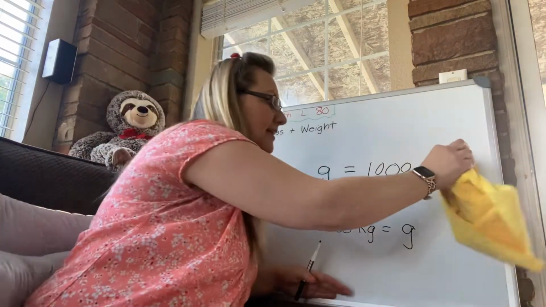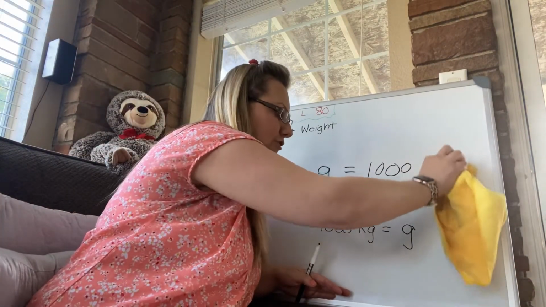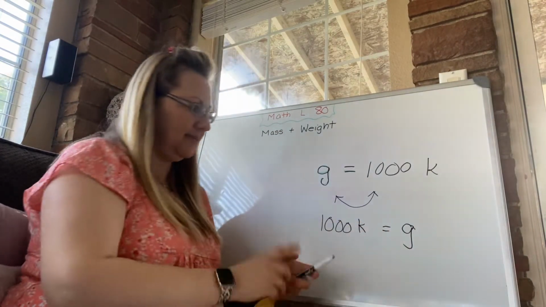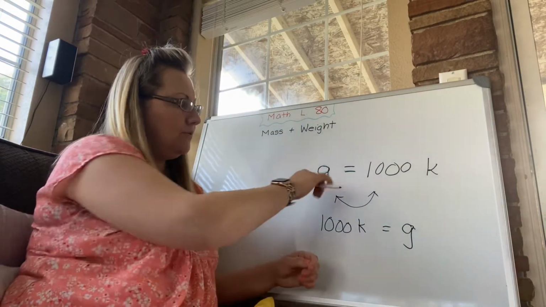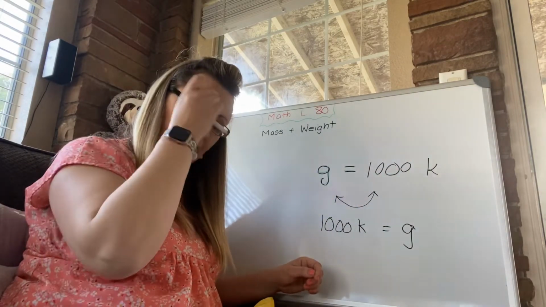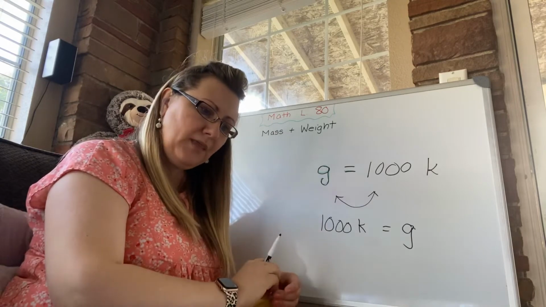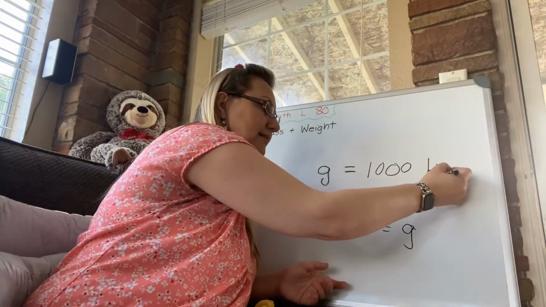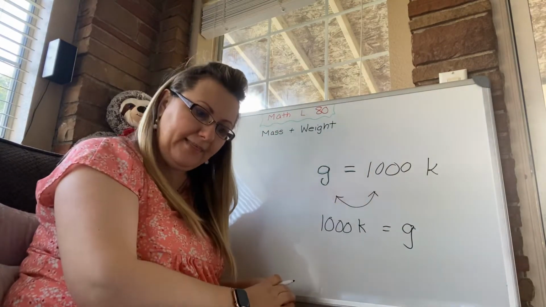What I was thinking is I don't even need this G. I could just leave the K, which means kilograms. So gram equals 1,000 kilograms. That's how our book writes it for us. But we can also leave the G, and it doesn't hurt anything.